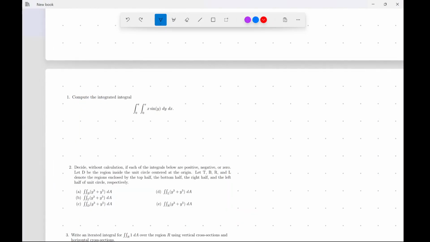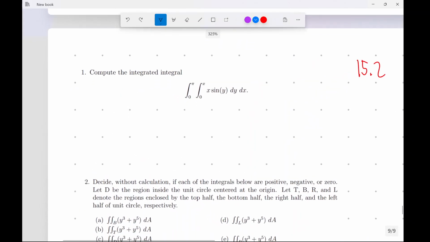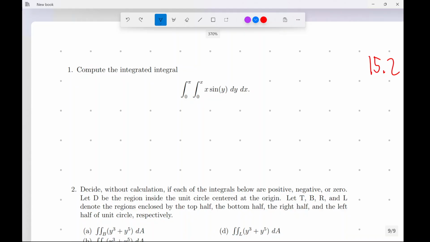Right, this is worksheet 15.2, double integrals over general regions. Let's go ahead and get started with number one. We want to compute this iterated integral.